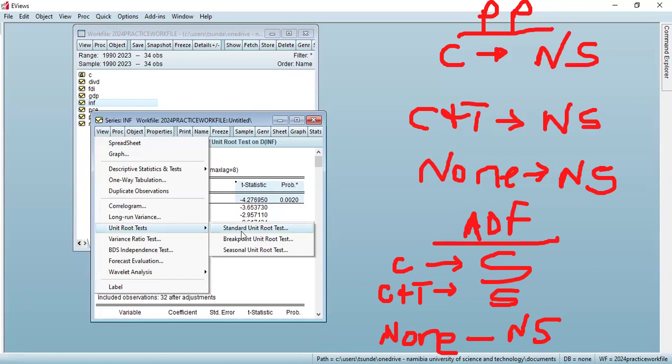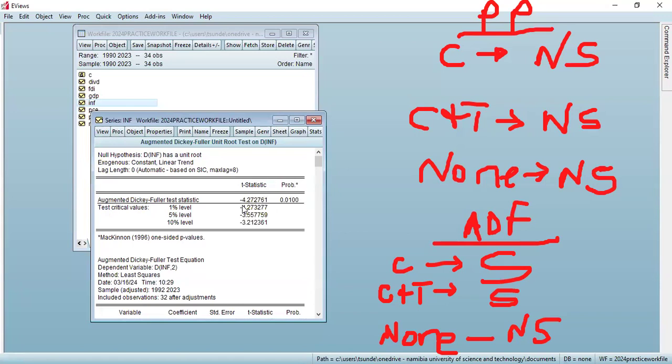Then you go to the next test with trend and constant. The variable is now stationary at the 1% level of significance, because this is 0.01, which is 1%. Can you see that? Yes. So it's stationary at 1%.